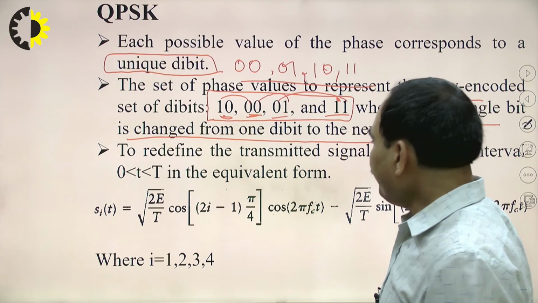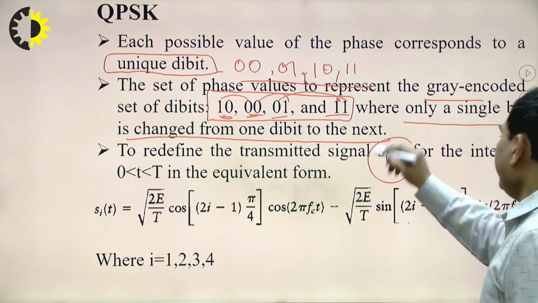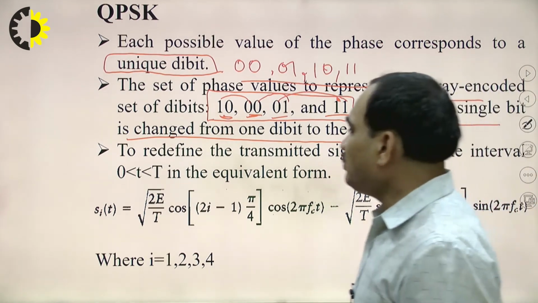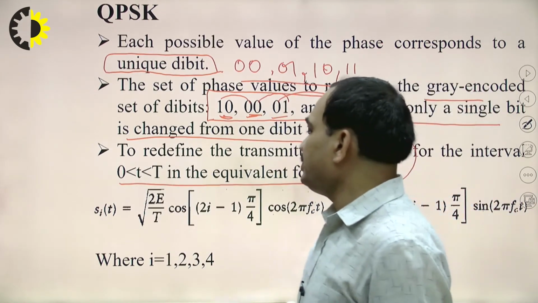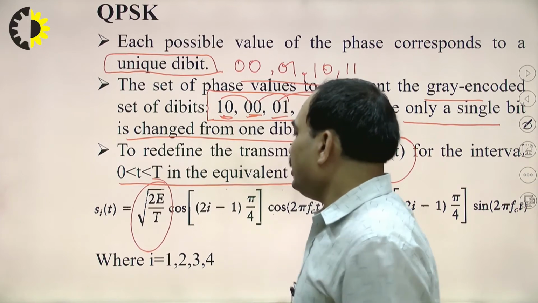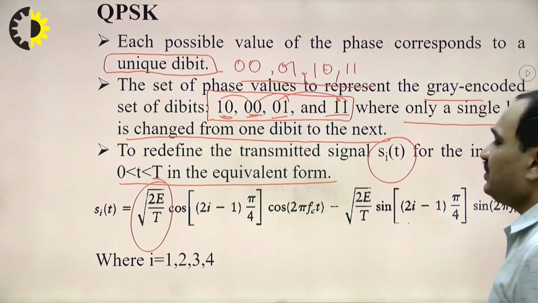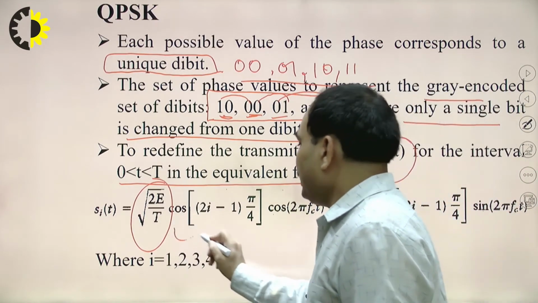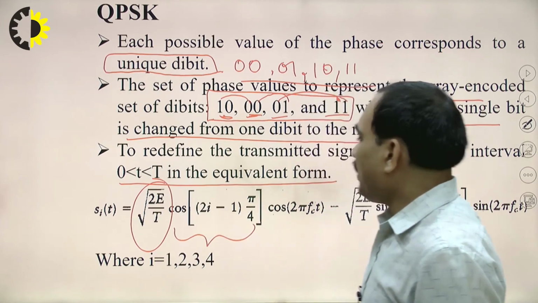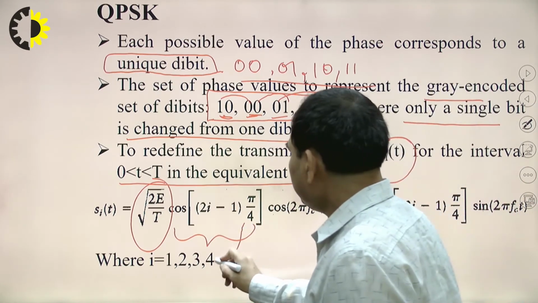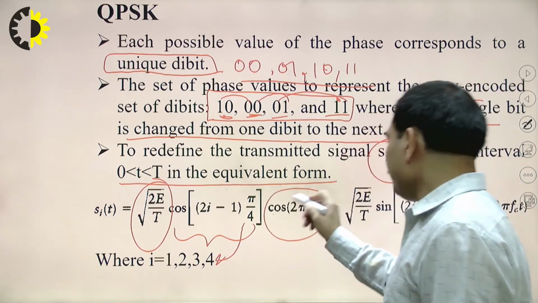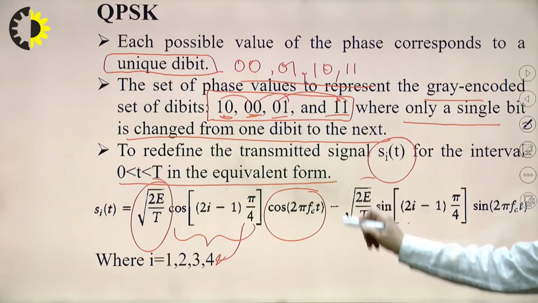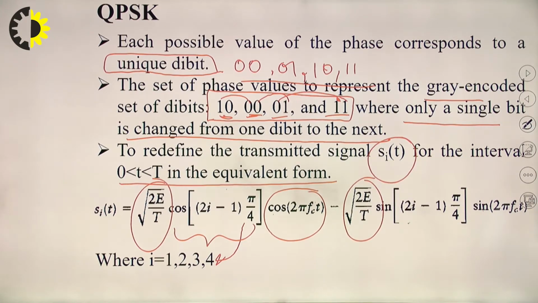To redefine the transmitted signal s_i(t), for the interval 0 to T, in the equivalent form, it can be written as s_i(t) = √(2E/T) cos((2i − 1)π/4) cos(2πfct) − √(2E/T) sin((2i − 1)π/4) sin(2πfct), from the same equation which we have written earlier, where the (2i − 1)π/4 term defines the 4 different phases and the cos(2πfct) is the carrier.